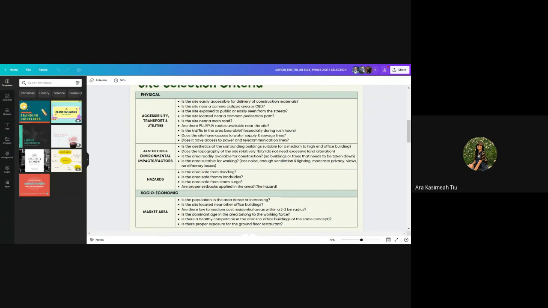And for the market area, we assess the population, the dominant age in the area, the residential areas in the surroundings, the other buildings in the surroundings, and also the competition and exposure of the site. Next slide, please.